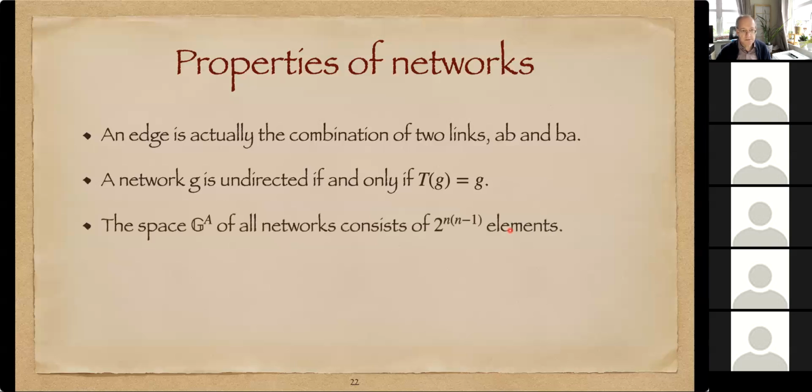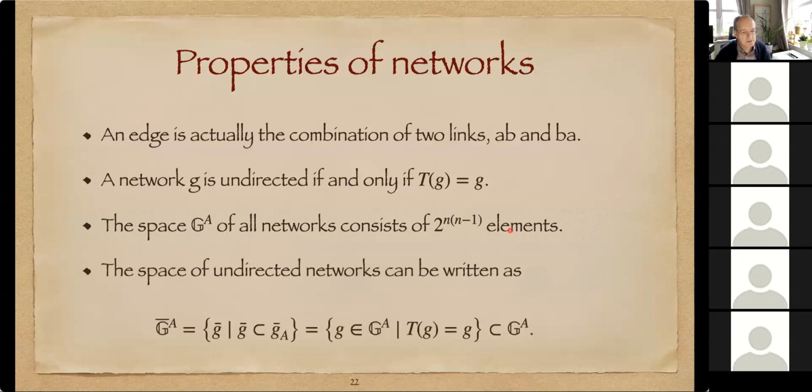The space of networks has a certain dimension, namely it consists of 2 to the power n times n minus 1 networks. It's just a fact that I just list here. It's not important. And then the space of the undirected networks is simply all the networks that you can create from edges. And that is simply all the networks in GA, the network space, that has the property that the topology of the network is equal to the original network. Just some properties, they're not necessarily important.